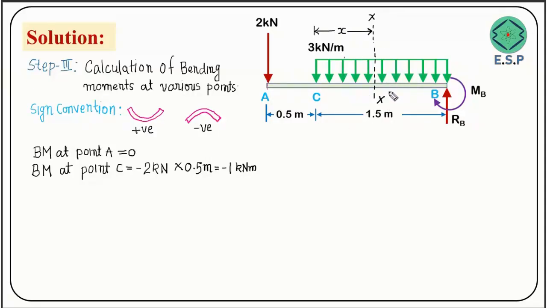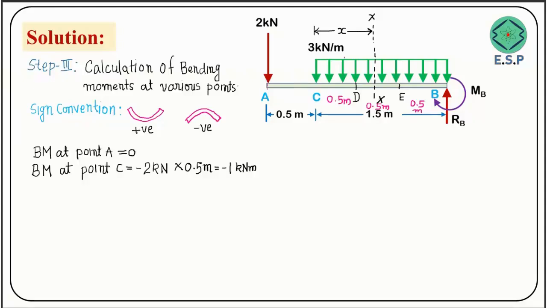Now I'll take a few points between point C and B. Let me take one point here and call it D, and one more point here and call it E. The distance between C and D will be 0.5 meters. Similarly, this distance will also be 0.5 meters, and the distance between E and D is also 0.5 meters. I have taken 0.5 meters for simplicity because it will be easy to calculate. So now I have 4 points over the entire length on which the uniformly distributed load is acting, so that I can easily find the variation of bending moment from C to B.